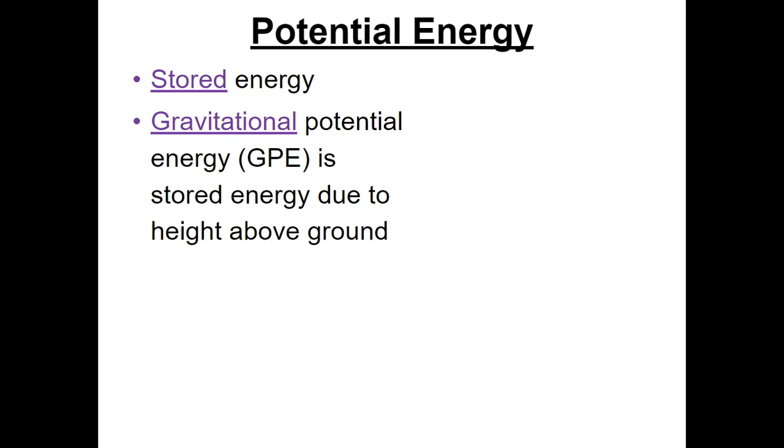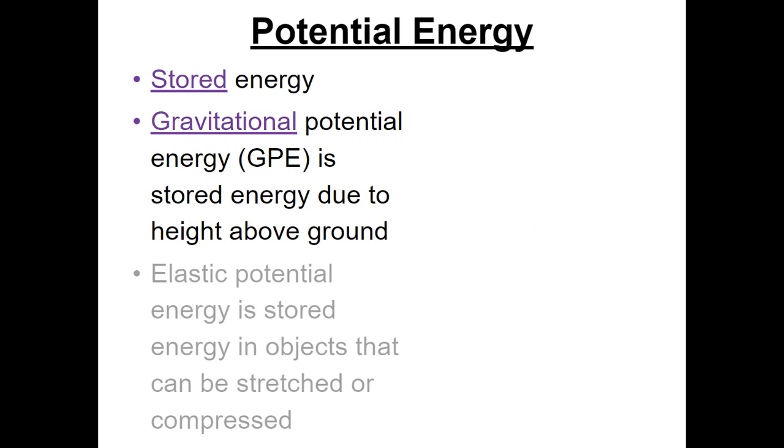Now let's look at potential energy. Right? Potential energy is stored energy. There are two types of potential energy. The first is gravitational potential energy, which is stored energy due to a height above the ground. And then we have elastic potential energy, which is stored energy in objects that can be stretched or compressed.